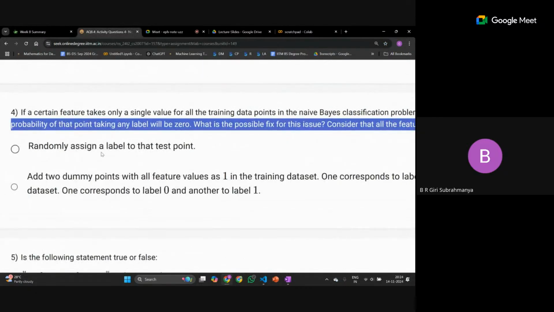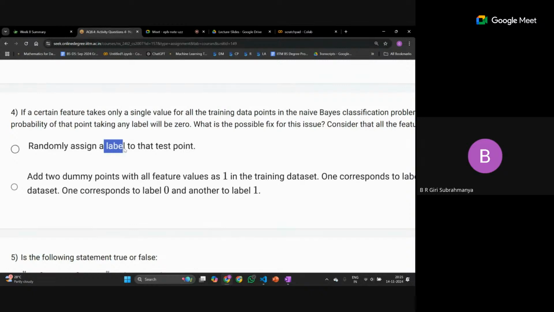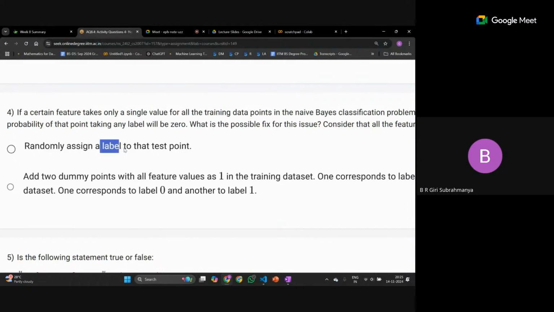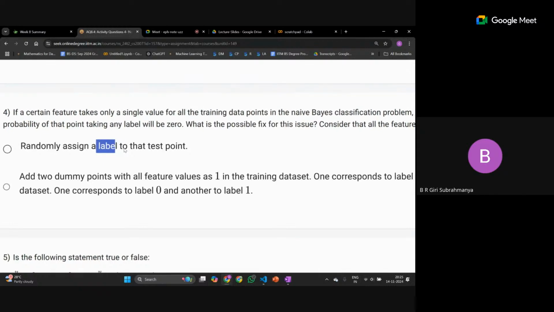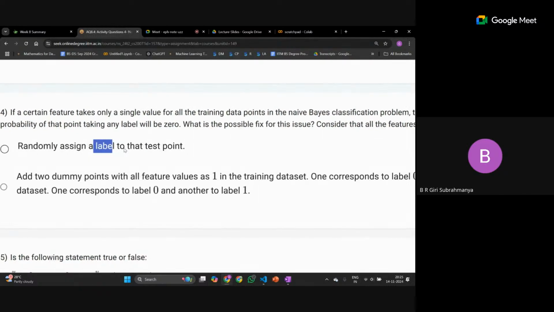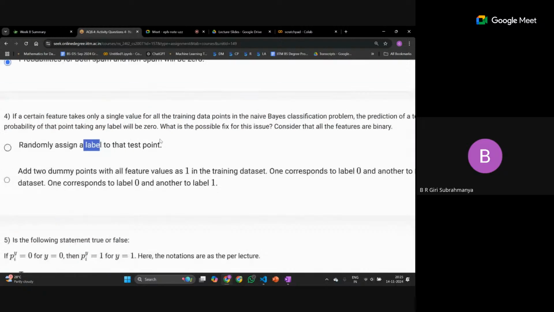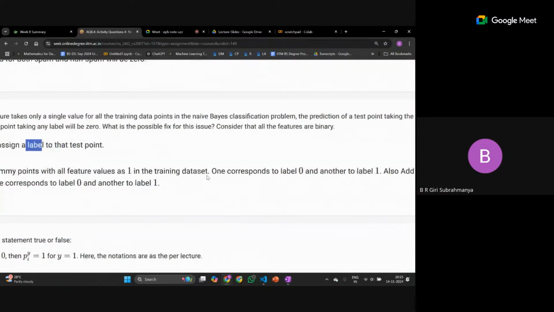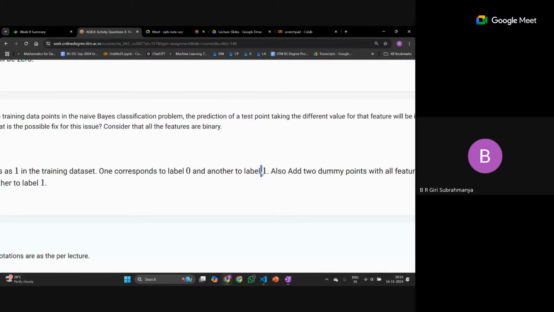Now, do you randomly assign a label to a test point? You have a test data point. Will you randomly assign a label? If you do it randomly, let's say with 50-50, for 50% of test data points you will label it 1, and for 50% you label it 0. So definitely you're going to get a huge error. So this you should not do. But what you can do is add 2 dummy points with all features as ones in the training dataset. One corresponds to label 0, another corresponds to label 1.